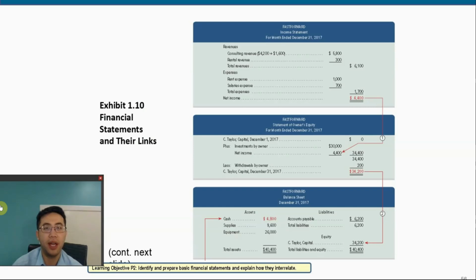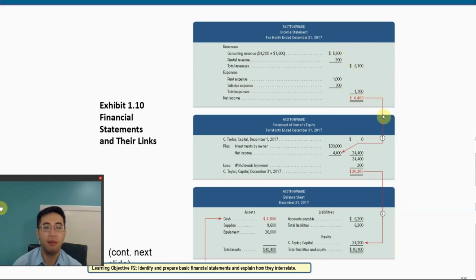So right here, you have an income statement which records revenues from different sources. You have consulting revenues, rental revenues, and the total revenues, which we practiced before in the exercise of an earlier chapter. And then we also have expenses, which include rent expenses and salary expenses. When you take the total revenue minus the expenses, 6,100 minus 1,700, you get 4,400 for net income. And this net income belongs to shareholders, the owners of the company.